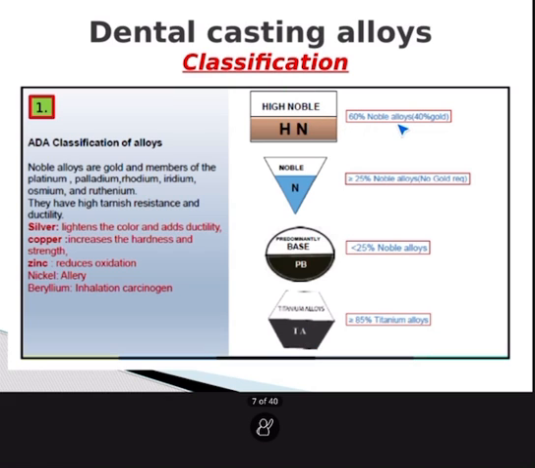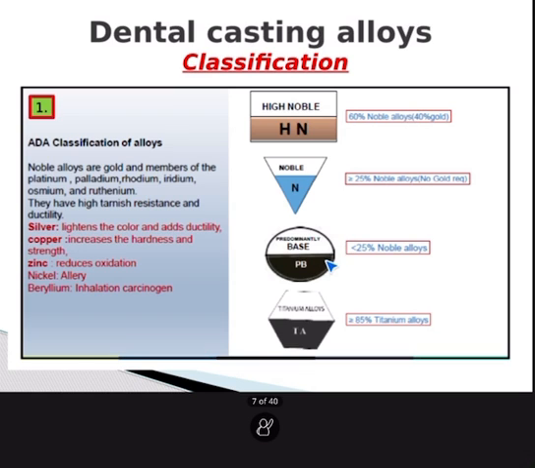So what is high noble? It has 60% noble alloys, which means 40% gold should be present in the high noble material. In the noble material, the gold requirement is not there, but greater than or equal to 25% should be noble alloys. The noble metals are gold and members of the platinum group: platinum, palladium, rhodium, iridium, osmium, and ruthenium. These should be present at least 25% in the noble alloy.